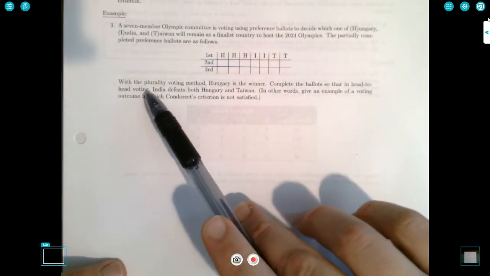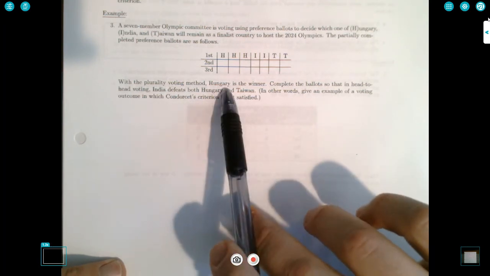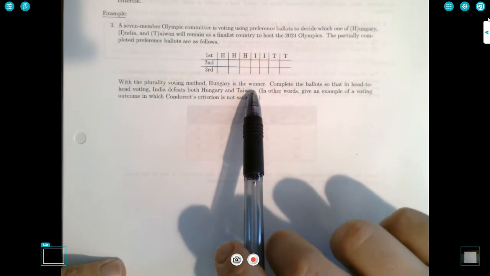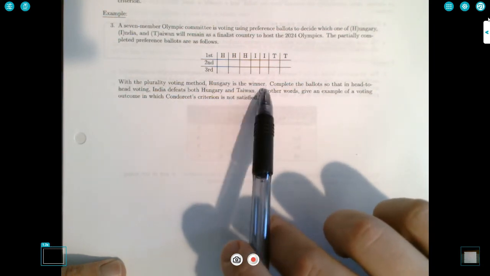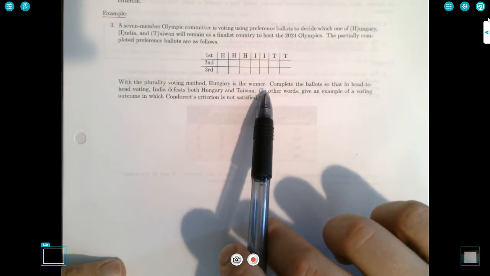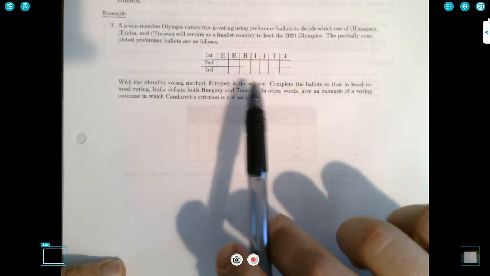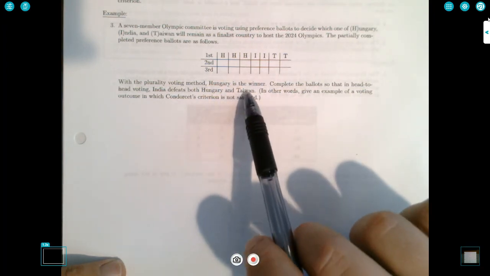The partially completed preference ballots are as follows. So for first place, 3 people voted for Hungary, 2 for India, and 2 for Taiwan. With the plurality voting method, Hungary is the winner. However, it's possible that in head-to-head races, either India or Taiwan could be the winner.